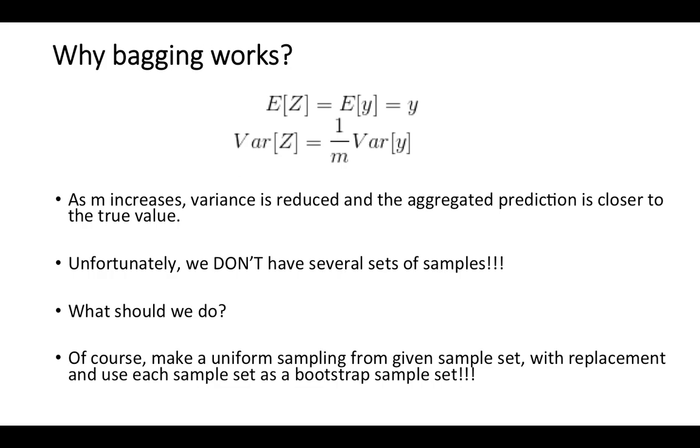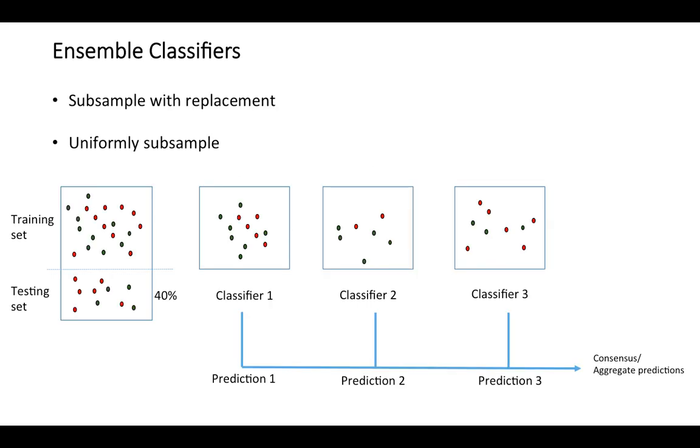I mean, you can increase m as much as you want, but we don't have several of those samples, right? So what we do is make a uniform sampling of the same data set with replacement and use the sample set. That's the key idea here. So you take a random sample of the original data set, construct a classifier on each of those, and then take the aggregated prediction, the consensus. So for instance, you have the training set here and then the testing set here, and you have classifier 1, classifier 2 and classifier 3, etc.